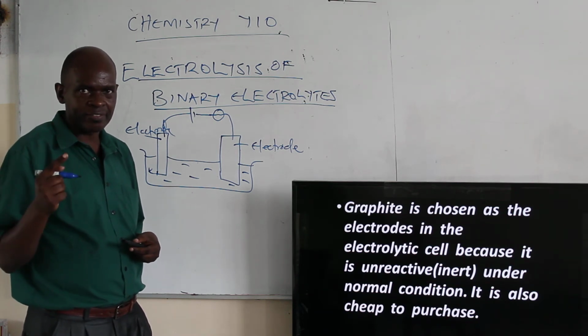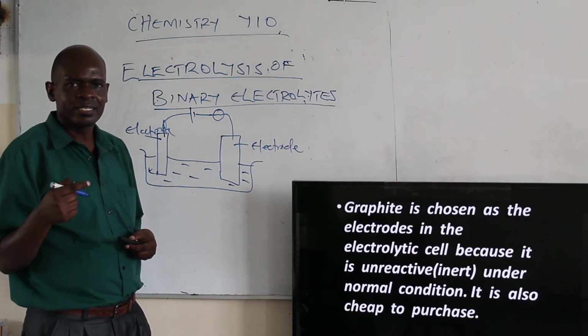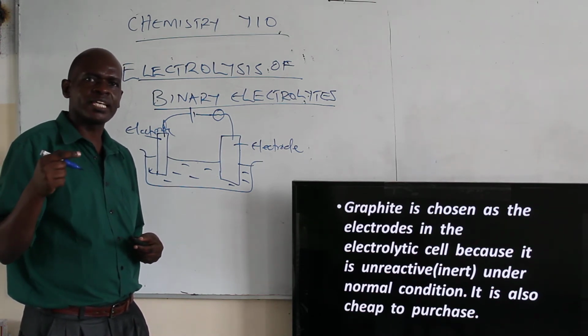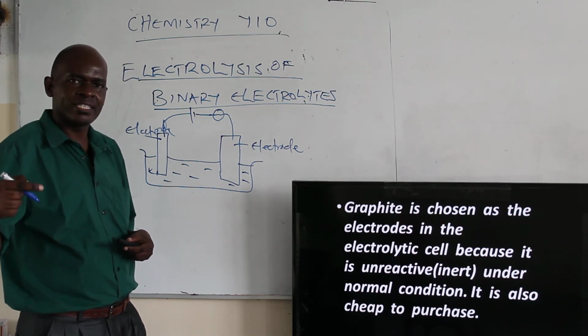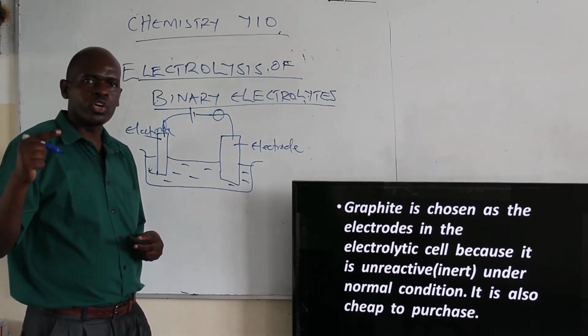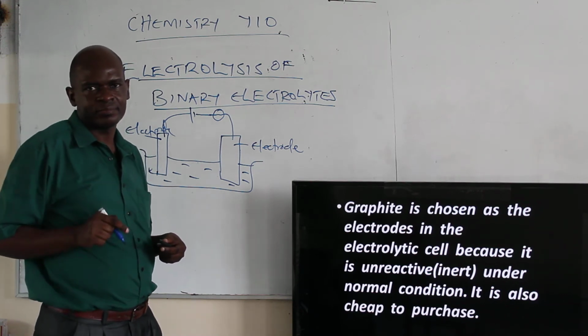I want you to listen very carefully: when you say an electrode is inert, we are referring to an electrode that cannot react with the products which are formed at that electrode, or an electrode which cannot react with the electrolyte itself.